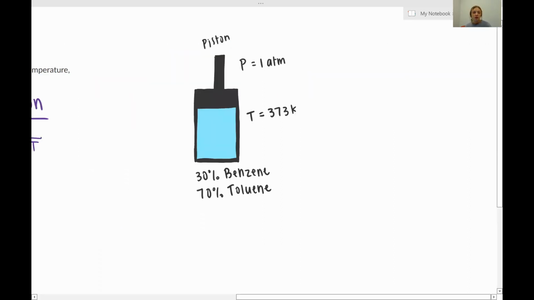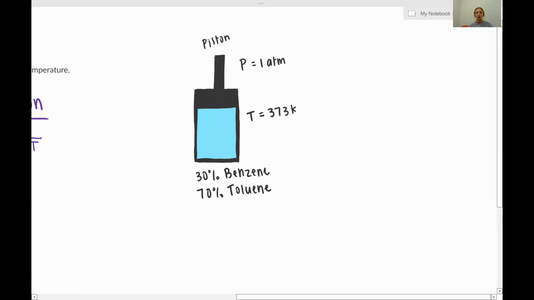So before we move forward, I wanted to explain bubble pressure a little more. If you were to try and find bubble pressure in a practical sense, you could do that. So for example, if we have our temperature set at 373 Kelvin, that's below the boiling point of benzene, which is our more volatile of the two components. So we wouldn't see any vapor bubbles at this resting system currently.